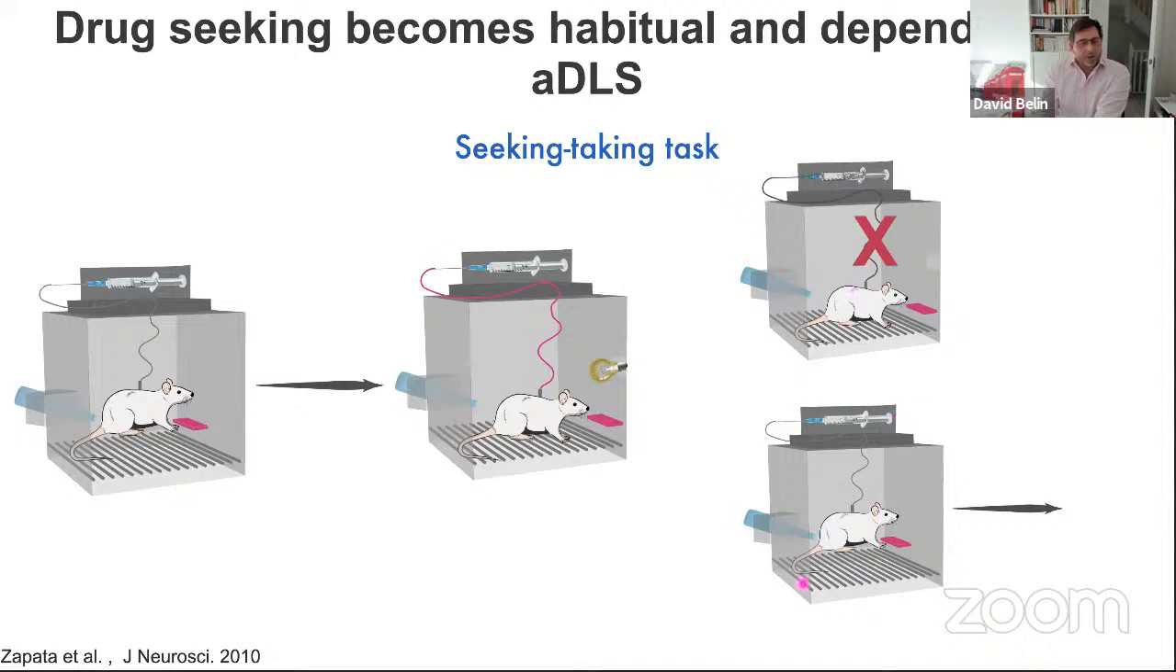And you subsequently train the animals on extinction on the seeking lever, and you ask them whether they know that the seeking responses give access to a taking lever that itself doesn't predict the drug anymore. Does it make sense? So in that case, we devalue the goal of the seeking response, which is the taking lever that gives access to cocaine.